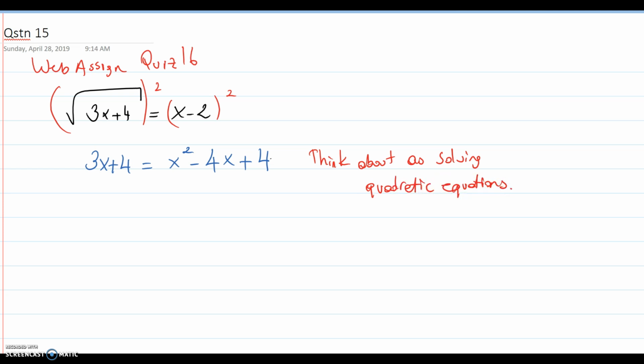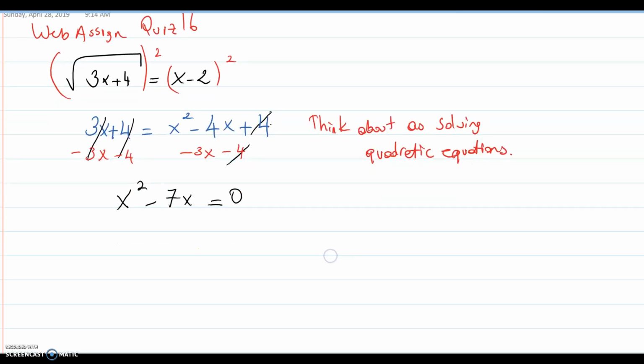Okay, so make one side equal to 0, carry all the terms to the other side, and rewrite it as x squared minus 7x equals 0. And factor out x in parentheses. And then you will have two roots from here. Okay, now they are the candidates.